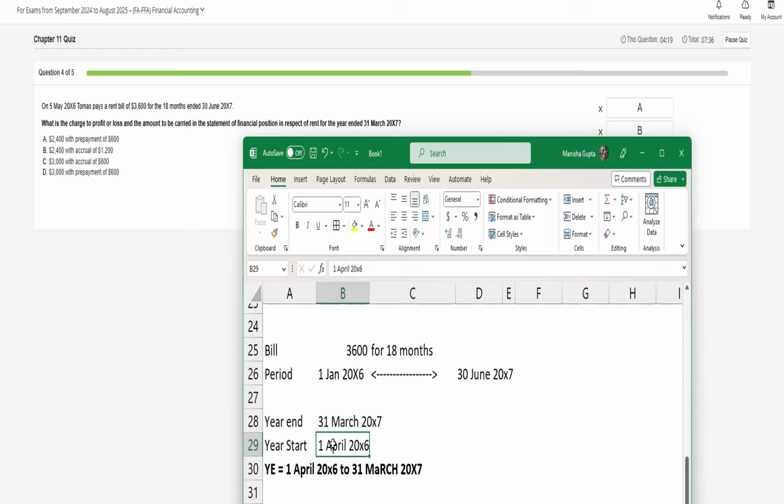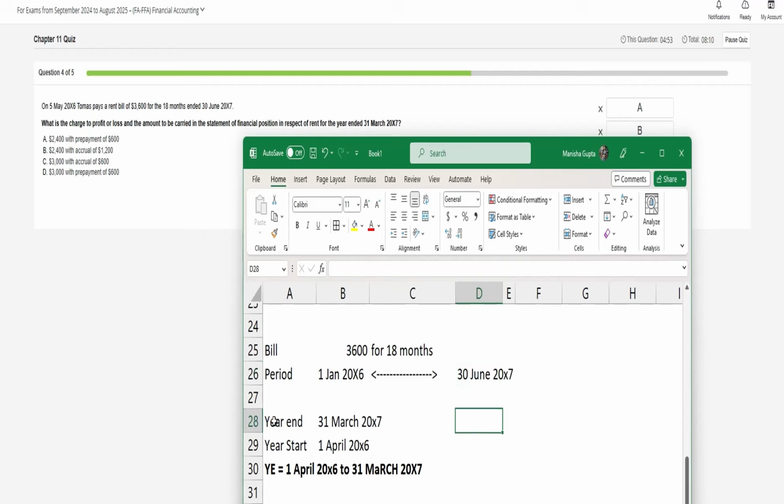Now from April to 31st March 20x7, it will be shown in our accounting period. And how many months is that? It's 12, right? So we will take 12 months of expense and divide it by 18. So this much will go in the P&L. Now after the accounting period till the bill date, we will show it as a prepayment.